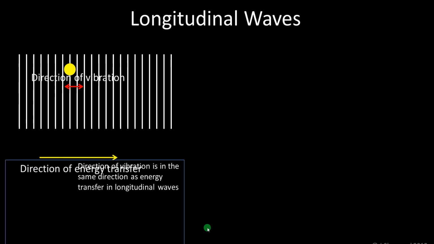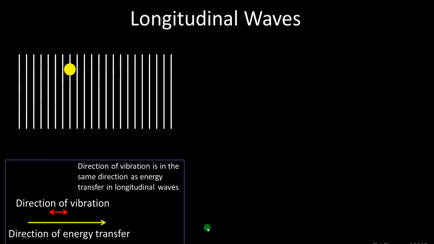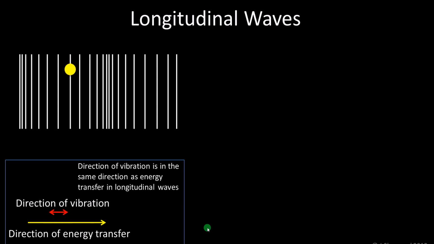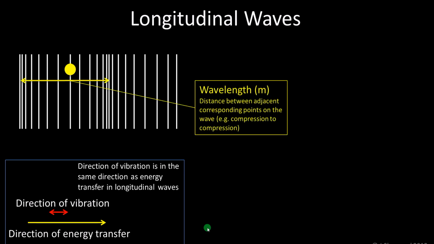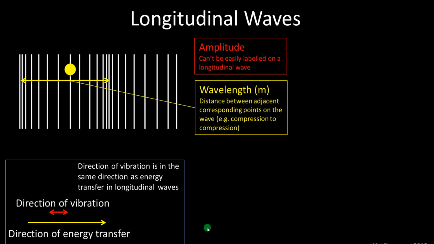Now, what we need to look at is how we label some of the things on this wave. We can't label as much as we could on a transverse wave, at least not easily. The one thing we can label, if we look at a freeze frame of the wave, so we've stopped it at one point in time, is wavelength. This time we don't have peaks and troughs. We can't label amplitude because it's very difficult to see where the little white lines that represent the displacement of the wave started off. You can't really see that. So you're never really going to be asked to label amplitude on a longitudinal wave, only wavelength.